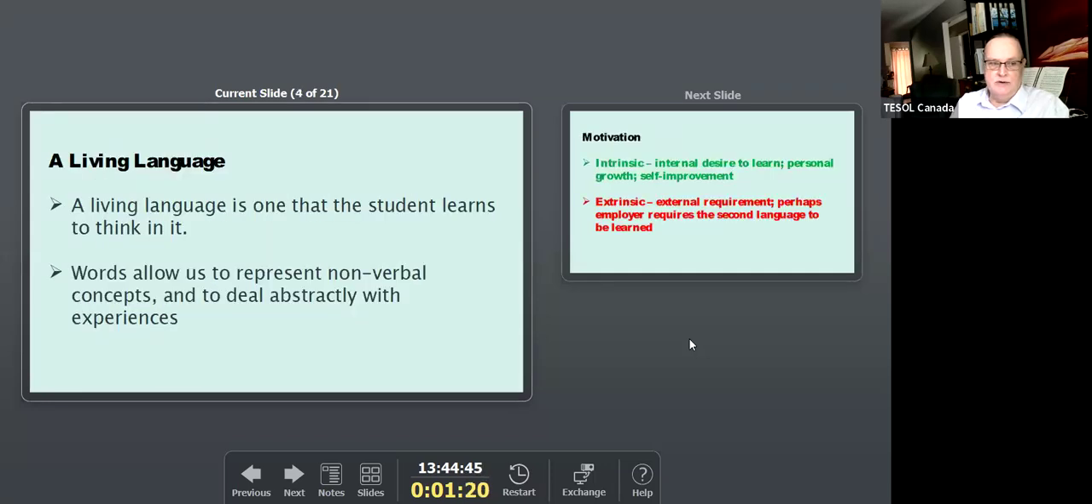A living language is one that the student learns to think in. Words allow us to represent nonverbal concepts and to deal abstractly with experiences. Each of us knows from personal experience that our native language, our mother tongue, is a living language because we don't need to stop and think about what we're going to say. We're able to say it automatically because we think in the language of our mother tongue, our native language.